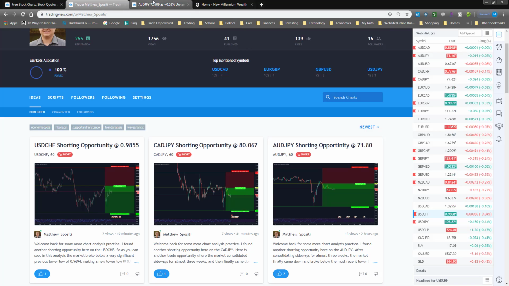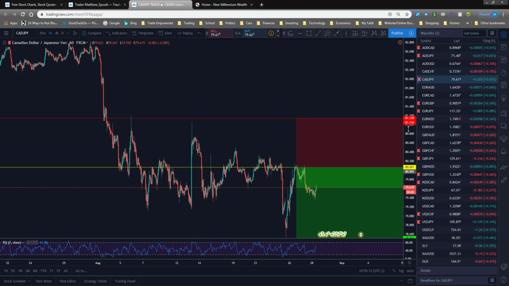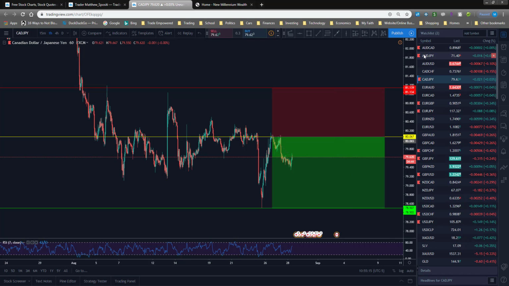The second one, I believe, was what? The CAD yen? All right, CAD yen. The CAD yen is still a yen pair, just like the Aussie yen, and what you'll notice is it looks very similar. A lot of times, currency pairs that have the same currency in them, and that's their commonality, are going to oftentimes look very, very similar. Now, their prices are going to be different, their exchange rates will be different, and sometimes the market structures are not going to look exactly the same.